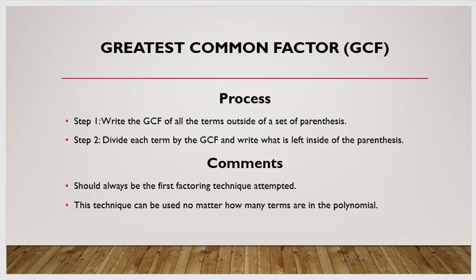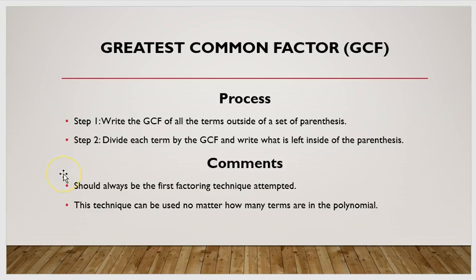The first and most important factoring technique is what we call the GCF, for greatest common factor. The process is pretty straightforward. You just write the greatest common factor, or whatever each term has in common, outside of a set of parentheses. And then inside the parentheses, you divide each term you had by the GCF you factored out. Whatever's left is what goes inside the parentheses. So find what they all have in common, divide that out from each term, and what's left goes inside.